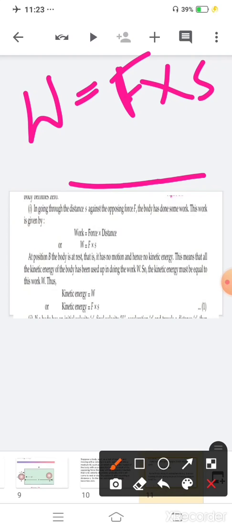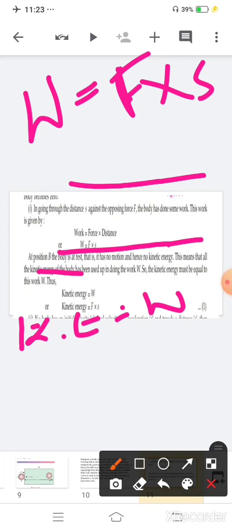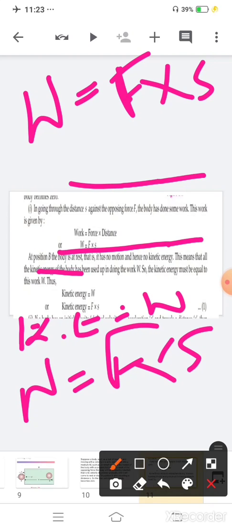At position B, the body is at rest. That is, it has no motion. If there is no motion, that means no kinetic energy. This means that all the kinetic energy of the body has been used up in doing the work. So the kinetic energy must be equal to W, or W is equal to F into S. Clear?